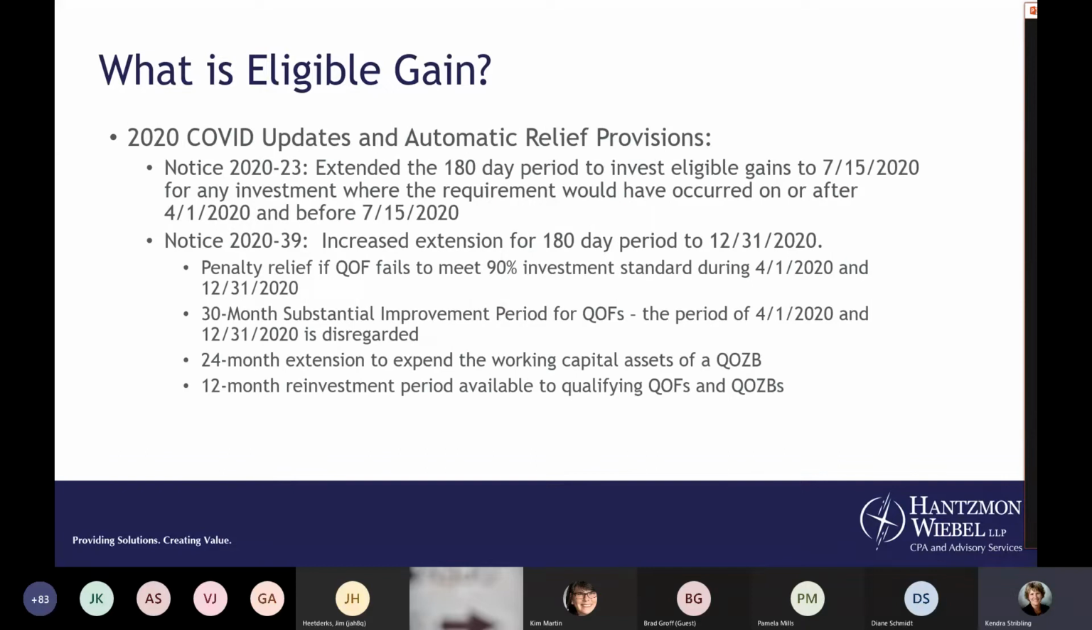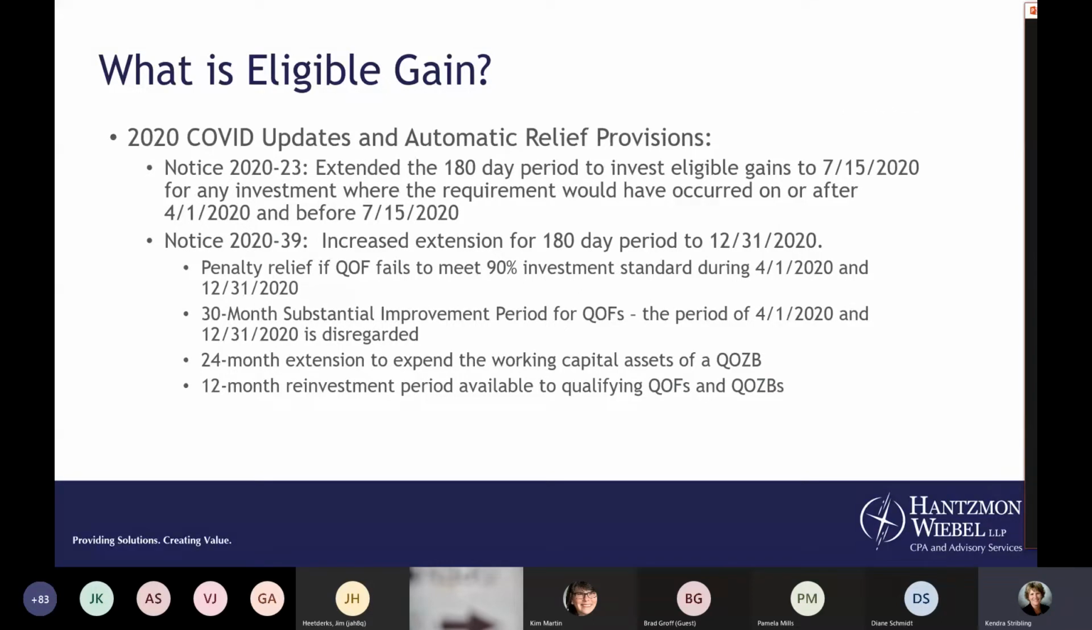So just as everything else this year changed due to COVID-19, there were some 2020 updates and automatic relief provisions passed that helped taxpayers who plan to invest in QOFs. Notice 2020-23 extended the 180-day period to invest eligible gains to July 15th for any investment where the requirement would have occurred on or after April 1st, but before July 15th.